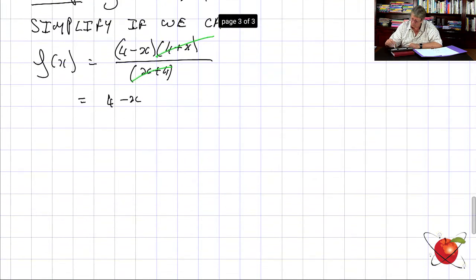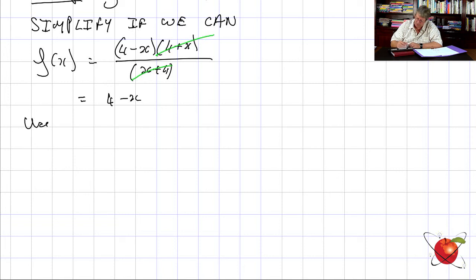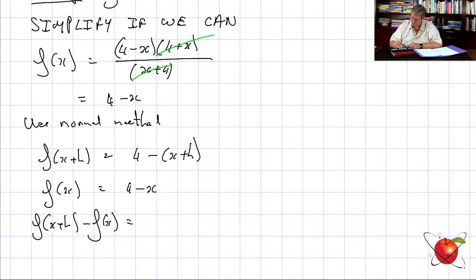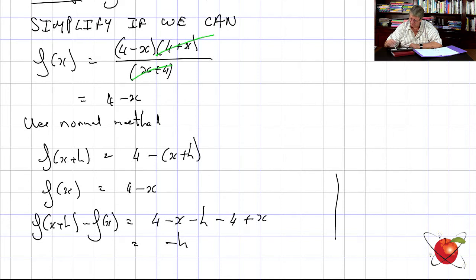Now I use the normal straightforward method. I say f of x plus h is equal to 4 minus x plus h. Look at the brackets. F of x is equal to 4 minus x. Therefore, f of x plus h minus f of x is going to be 4 minus x minus h minus 4 plus x, which is going to be equal to minus h. I think we've got that sorted, have we not? So far, so good.